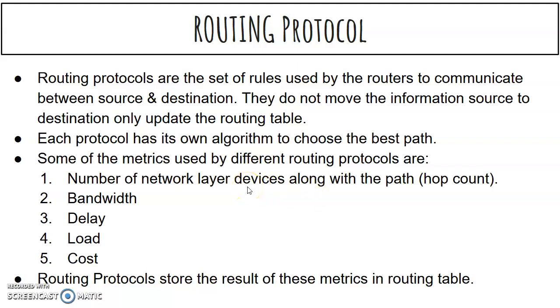So for evaluating the routing information and storing it in the routing table, there are some metrics which are used by different routing protocols. So the number of network layer devices along the path, which basically means the hop count, then the bandwidth, delay, load, cost. These are the metrics which are used by different routing protocols, and these metrics then evaluate the routing information, which is then stored in the routing table.